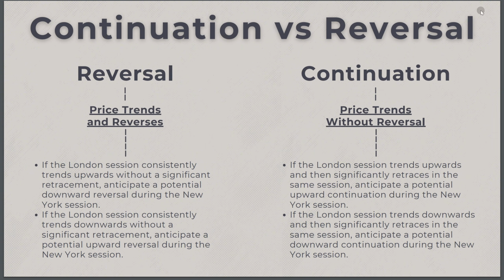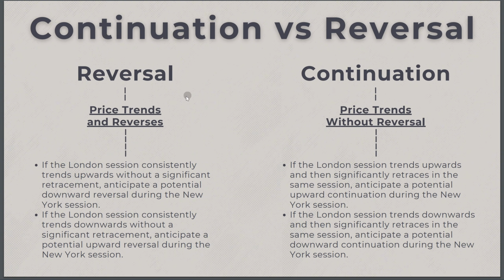So continuation versus reversal. Reversal, what does that mean? It means that price trends and reverses. And I'm not mentioning retracement here. I'm mentioning reversals here. What does that mean? It means that if London is going higher, then the reversal means the other direction in New York. Now, continuation is London going higher, maybe a small pullback, then New York going higher, the same direction. So here, opposite direction, here, same direction. Okay, so that's the understanding of it.